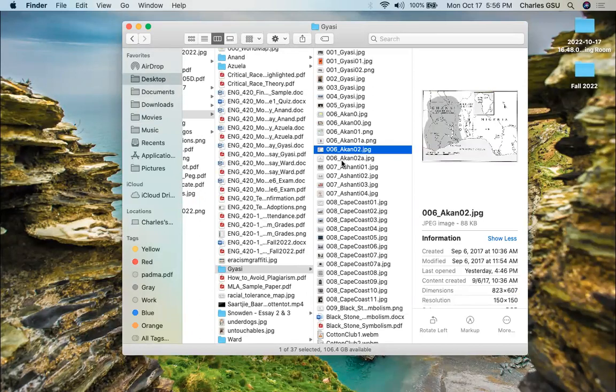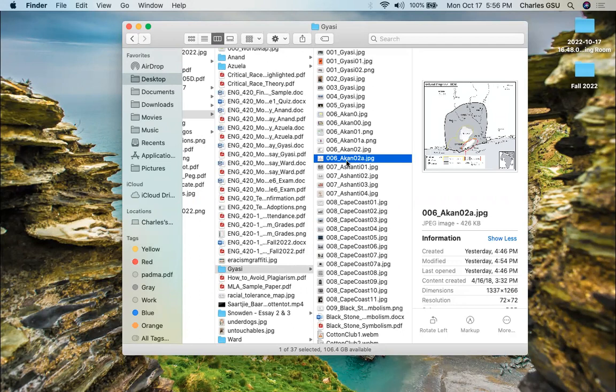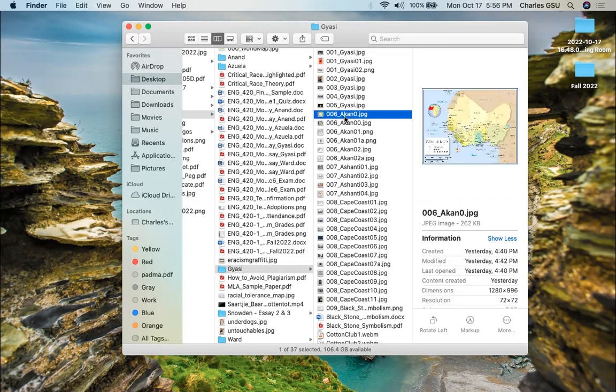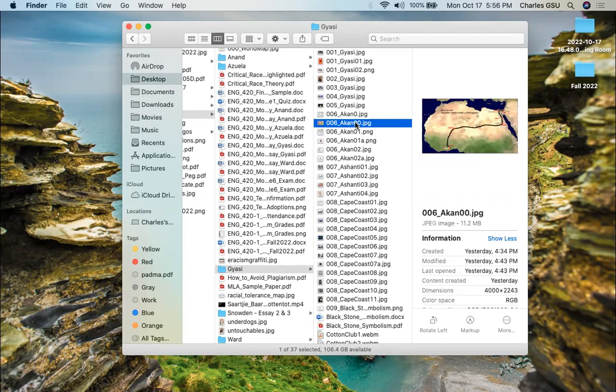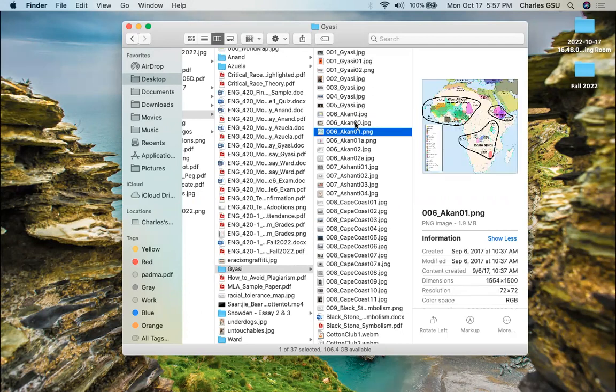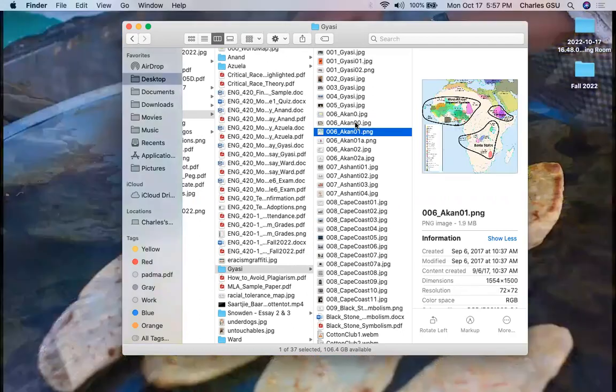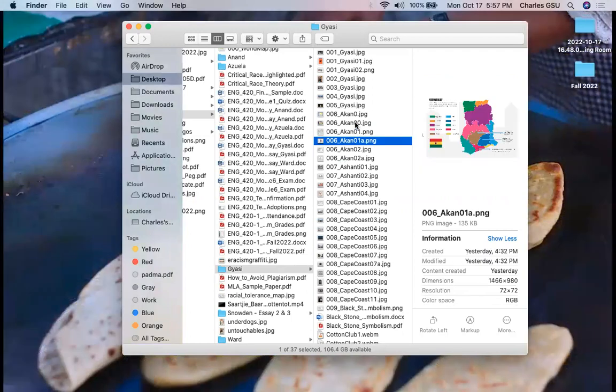Is it this one? This one. The one that has the central regions in it is what I'm looking for.